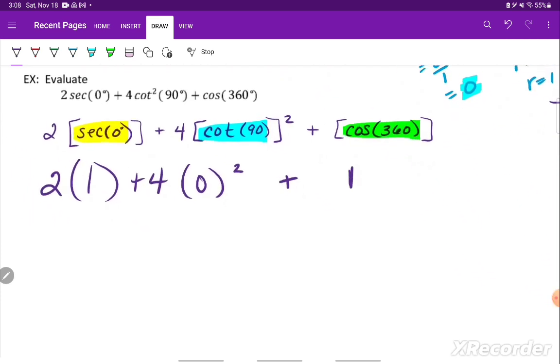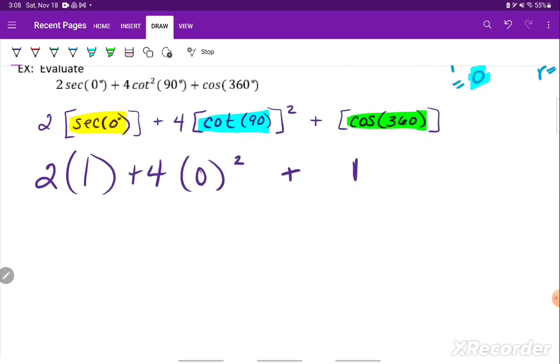Alright, so now I just can do my order of operations to figure out what this is. So 2 times 1 is 2. This is going to be 4 times 0. So that just becomes 0. And I'm left with 2 plus 1. And we get 3.